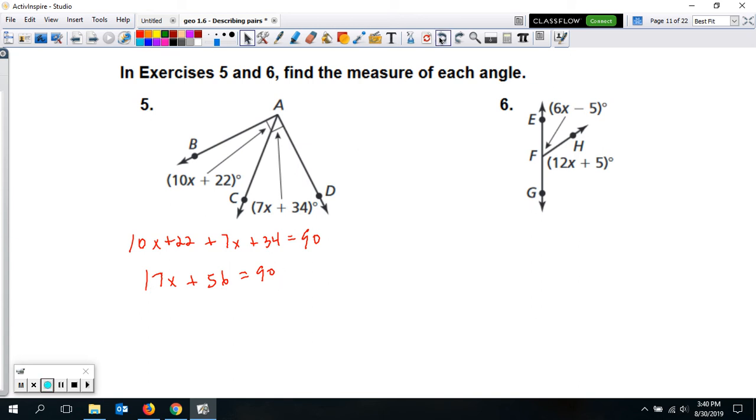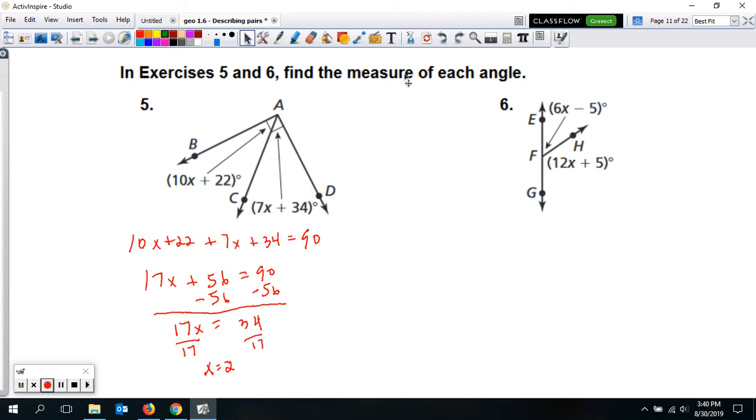Subtract the 56 from both sides. We're solving this. You guys should be able to do this on your own. So again, you're just setting up your equation most of the time to find x, and then we got to plug x back into here. Once you get your x, then when you subtract, that's 17x equals 34. So divide by 17, and x is going to equal 2.